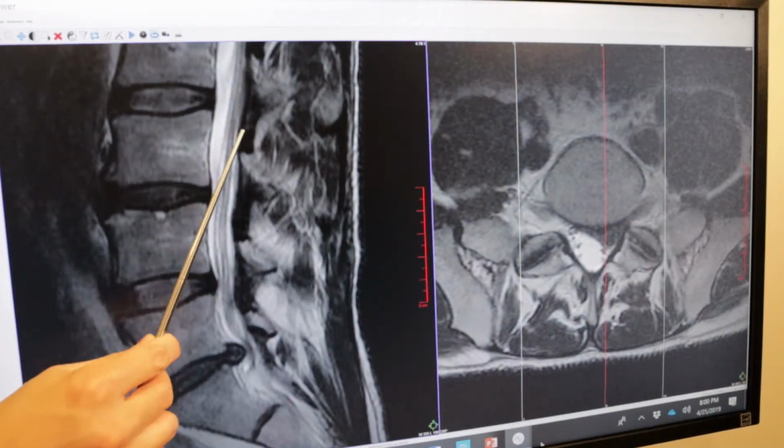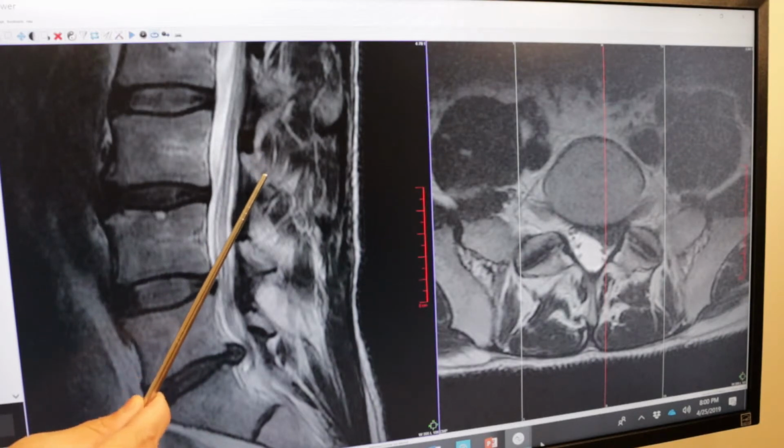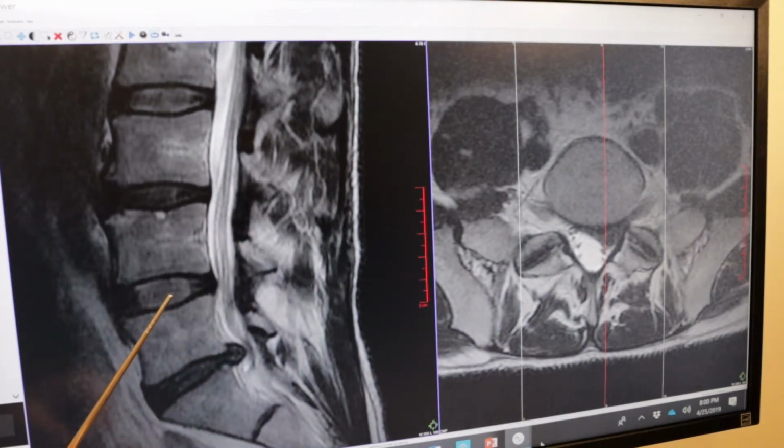And these are the nerves here. They swim in this white stuff, which is fluid. And you'll see this is a normal looking disc. So the disc is like a jelly donut. So jelly inside, hard donut outside, protected from the nerve. And here you can see that the donut layer tore, the disc has herniated out and it's hitting the nerve.